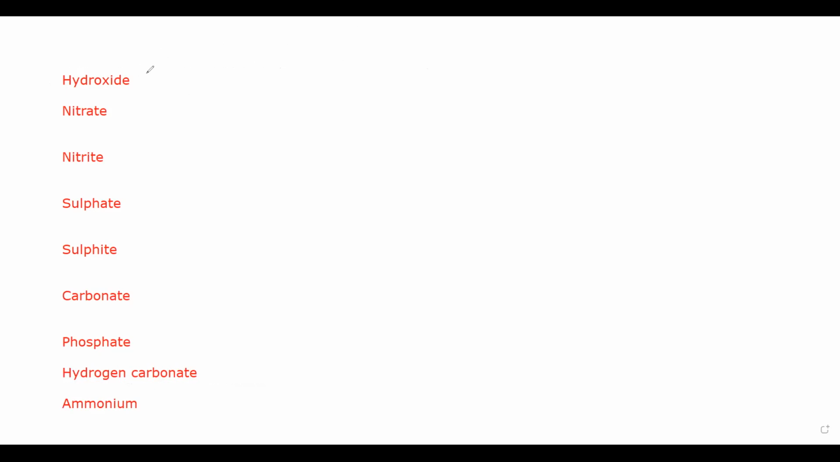If it is hydroxide, it's OH minus 1. Nitrate is NO3 minus 1. Nitrite is NO2 minus 1, sulfate is SO4 minus 2, sulfite is SO3 minus 2, carbonate is CO3 minus 2, phosphate is PO4 minus 3, hydrogen carbonate is HCO3 minus 1, and ammonium is NH4 plus 1. So you have to learn the formula as well as the charge. In the last session I mentioned all of them, but because I will use them again, that's why I'm writing again.